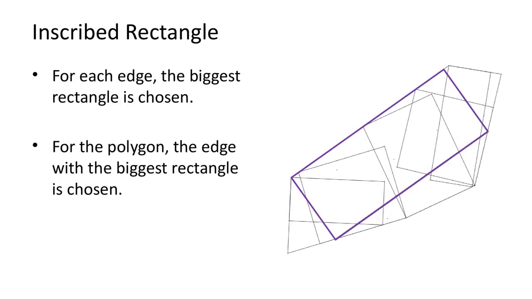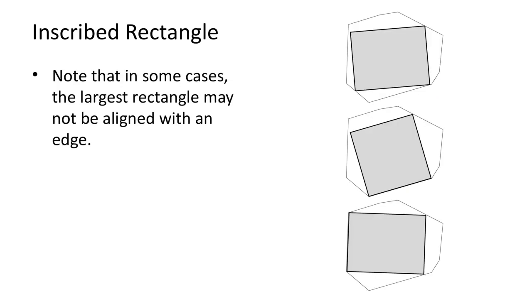For each edge, the biggest rectangle is chosen. And then for the polygon as a whole, the biggest edge rectangle is chosen. This algorithm could be adapted to also handle concave polygons. Note that there are cases where the largest polygon is not aligned with an edge. Whether the algorithm's assumptions and approximations are acceptable depends on the use case. In the next video, we will look at an example of a particle solver.